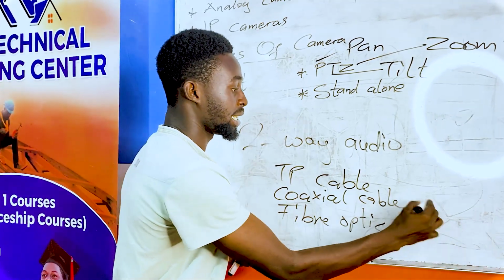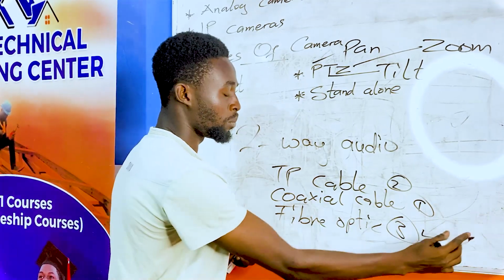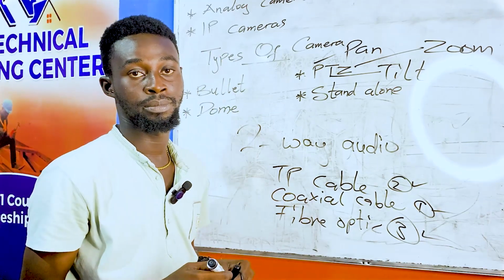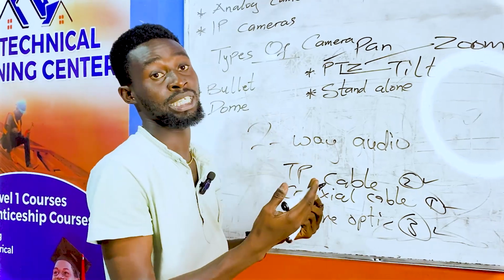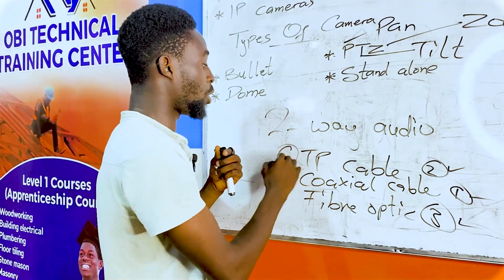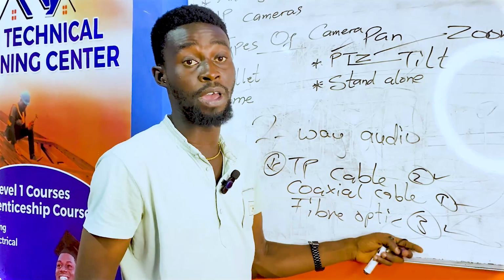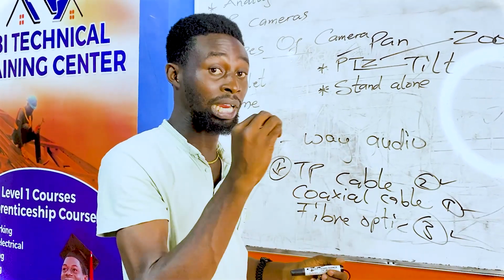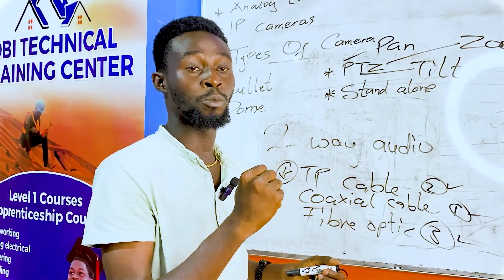It is like this: 1, 2, 3. So this is most expensive, more expensive, and then this is just the normal one. But nowadays the most commonly used type of cable, which is moderate in terms of price, and the speed is very good, is the TP cable, or the twisted pair cable. With the fiber optic cable, it is very expensive, and the images are also crystal clear, because it transmits with the speed of light.